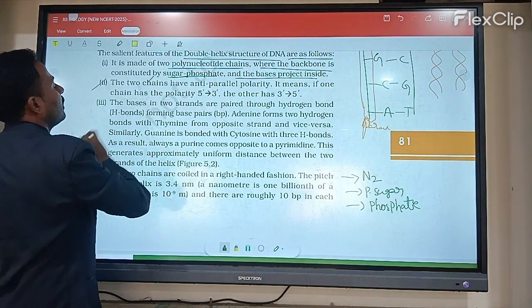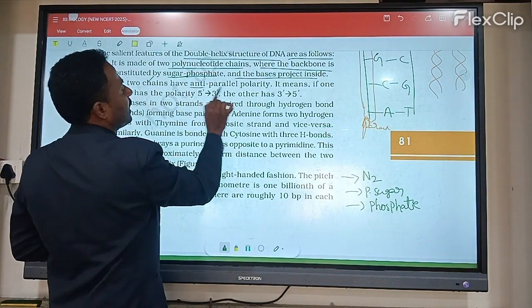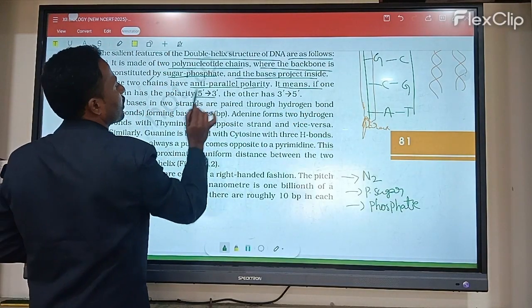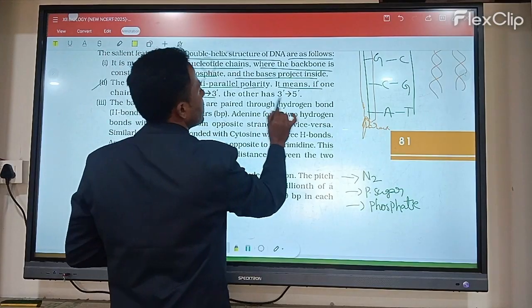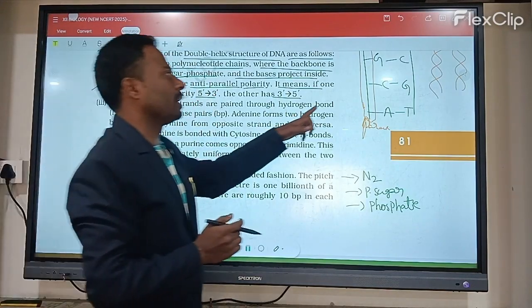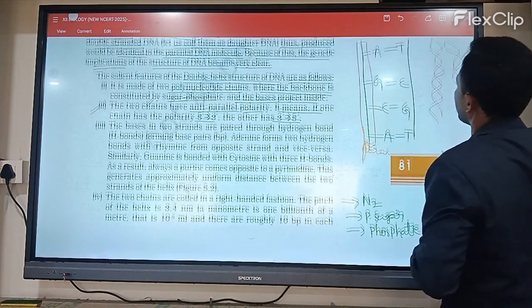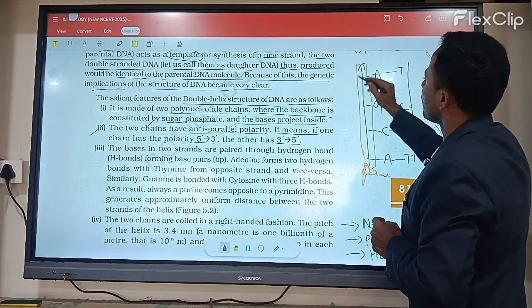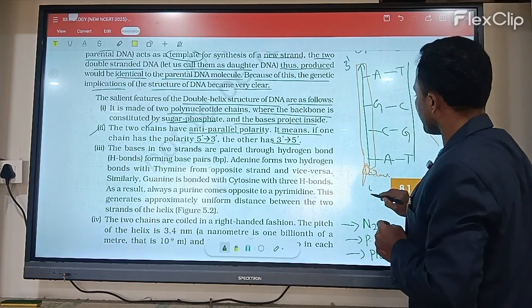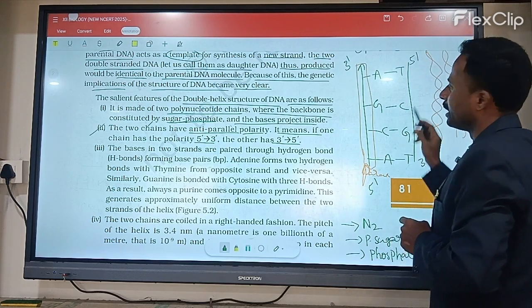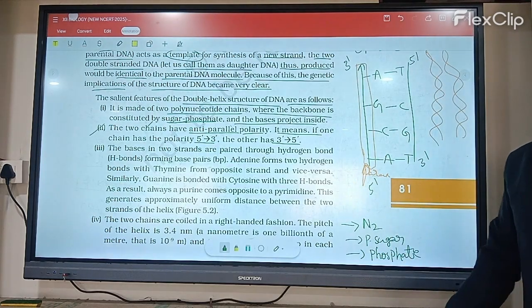Second, the two chains have anti-parallel polarity. That means one chain has polarity 5 prime to 3 prime, and the other is 3 prime to 5 prime. So for example, here I took two strands. These two strands show anti-parallel polarity. One is 3 prime to 5 prime, and the other is 5 prime to 3 prime. So they show the anti-parallel condition.